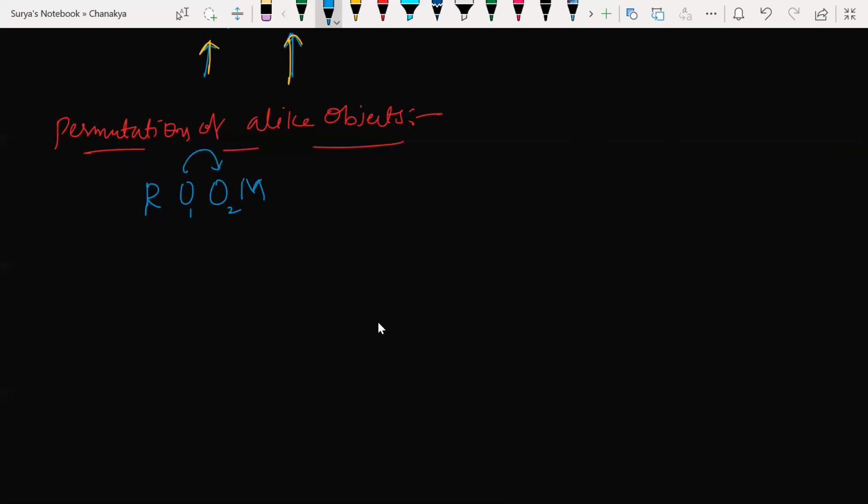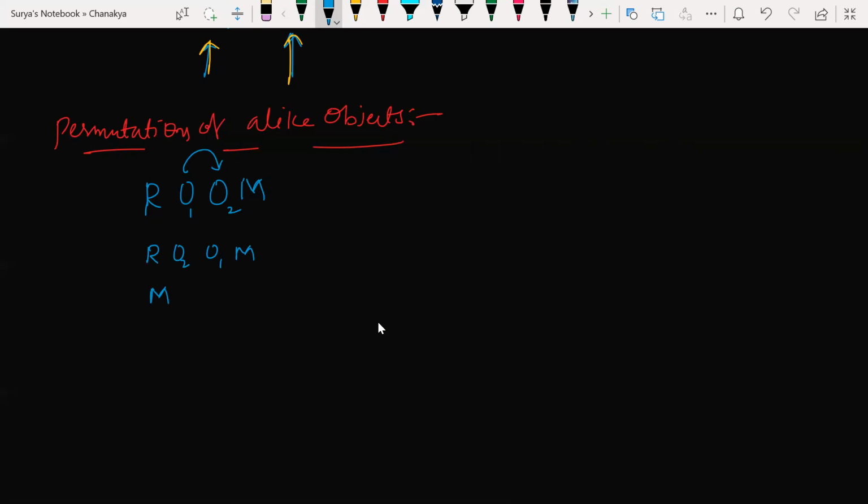Look at this here. I have two types of O here. Then how many ways can I arrange here? Room. This can be arranged as O2, O1, M. This is one way, isn't it? Getting my point? Are you able to understand or not? Yes, sir. I can arrange like this.